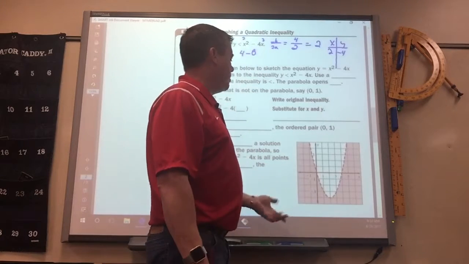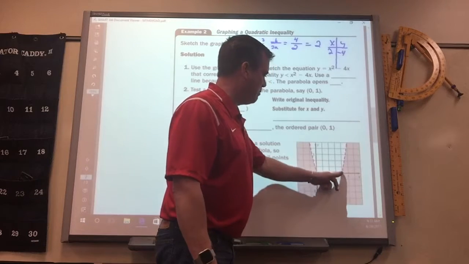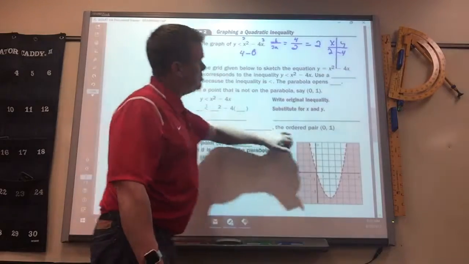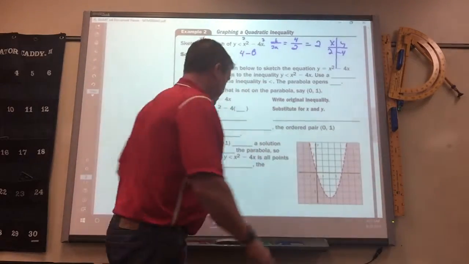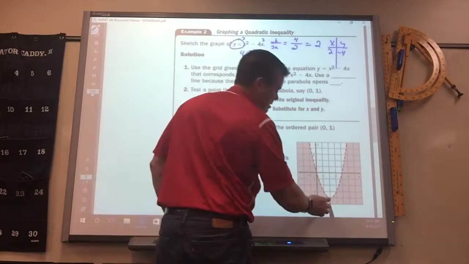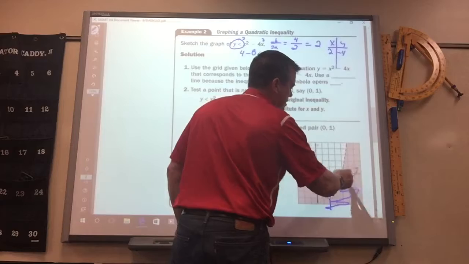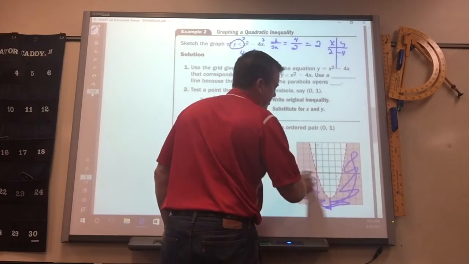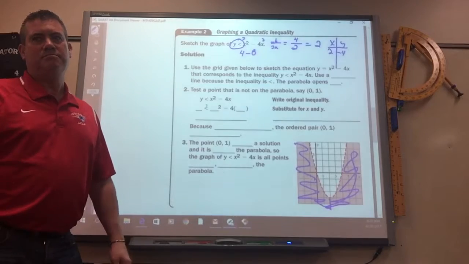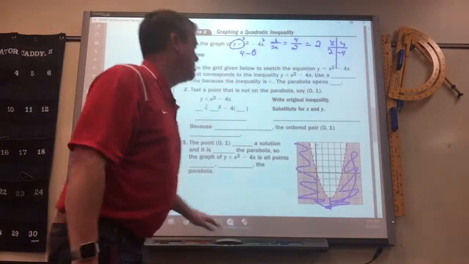Then we had to find a couple other points, so they put in 3 and they got down here, and they put in 4 and got 0. You notice it doesn't have the equal, so it's a dotted line. And then to figure out how you shade it, y is less than, so you go to the vertex, less than is below, which puts you outside, so you shade all around it, the outside of it. Alright, easy enough, hopefully.